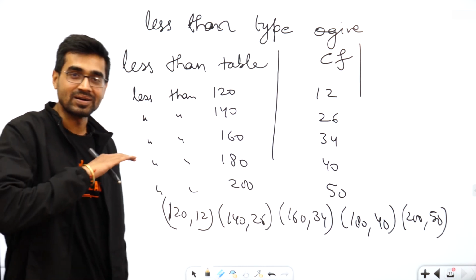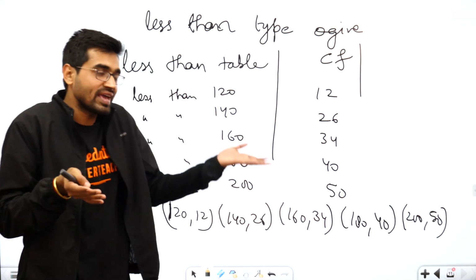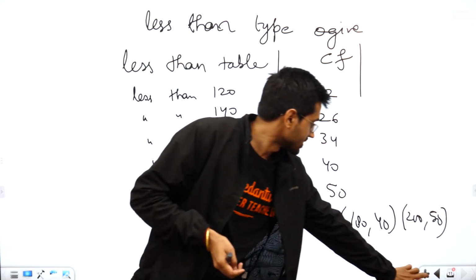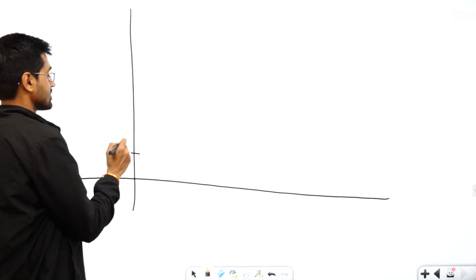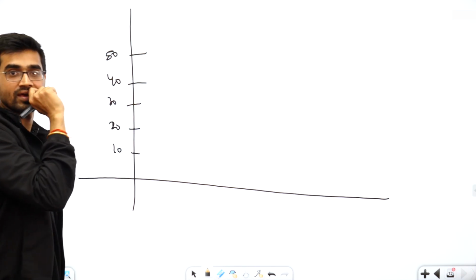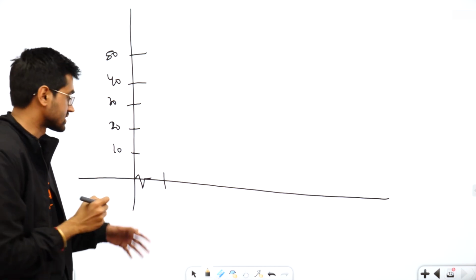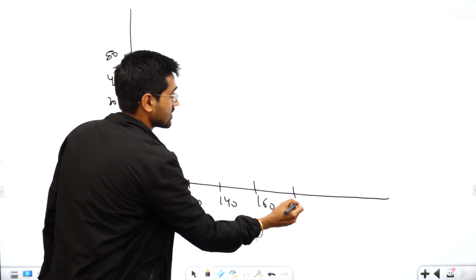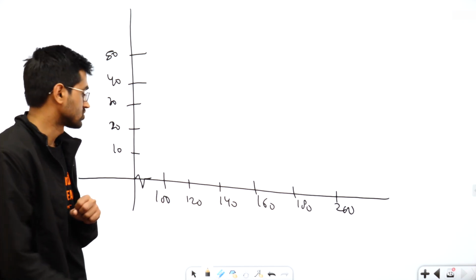Just take the horizontal axis as 120, 140, 160, 180, 200. And on the y-axis, take 10, 20, 30, 40 till 50. Easy, is it not? I'm just giving you the hint. Here you can make a kink so that it doesn't start with that. Take 100, 120, 140, 160, 180, 200. Now less than 100 there were no values, so you mark it 0.